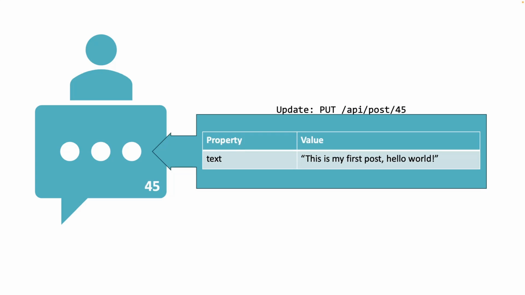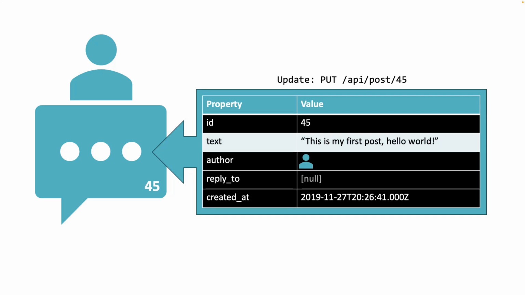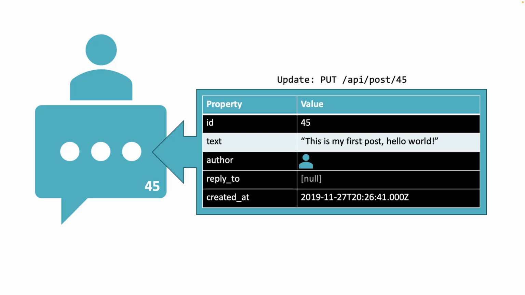Now, if you want to update that, you do a PUT to /API/post/45. You give it the property and the new value, so changing the text property. But all of these other properties shouldn't necessarily be able to be edited, right? The ID we shouldn't be able to change, the author we shouldn't be able to change, the created at, again, we shouldn't be able to change. However, in a mass assignment type vulnerability, we would be able to update it with the ID, the author, the created at.